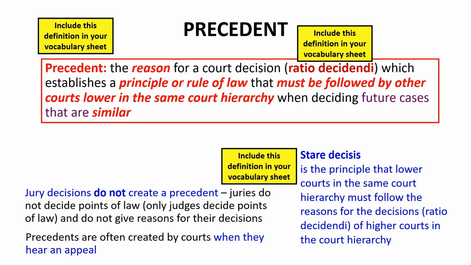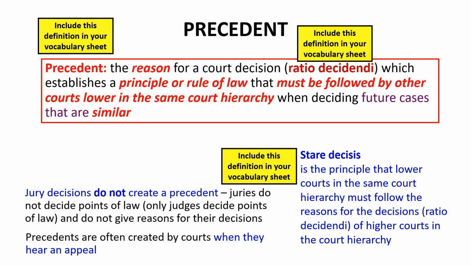Finally, the fourth important part of the definition of precedent is that the principle or rule of law must be followed by a lower court where the case in which the principle or rule of law was made and the case which is being decided by the lower court have similar facts. More specifically, the material facts of the two cases must be the same.